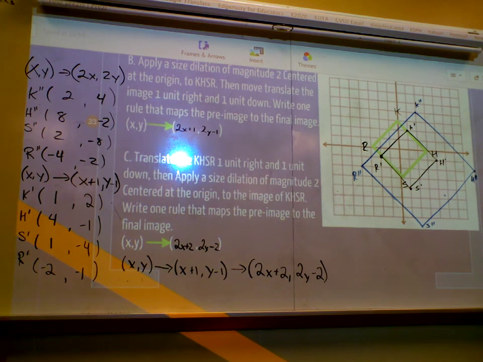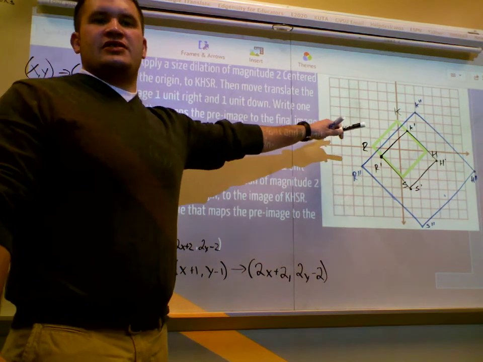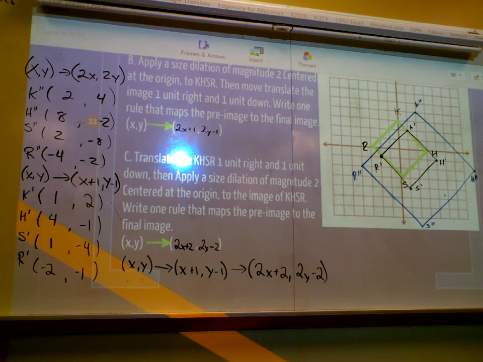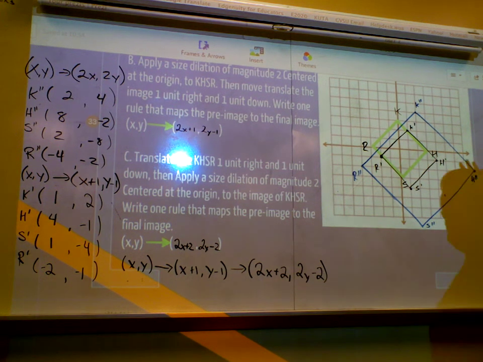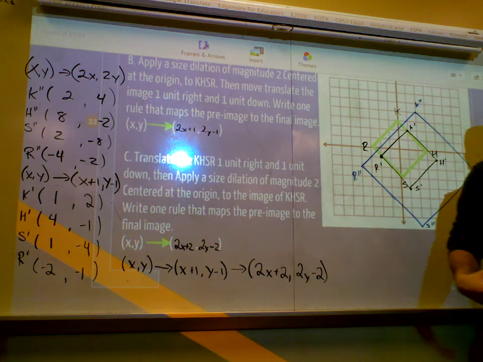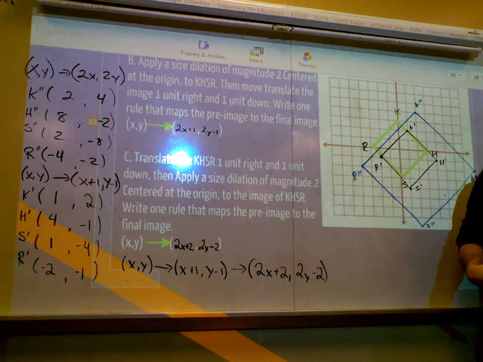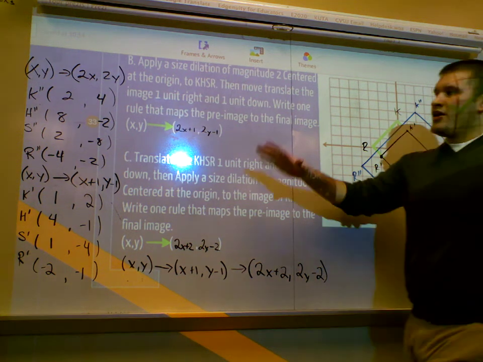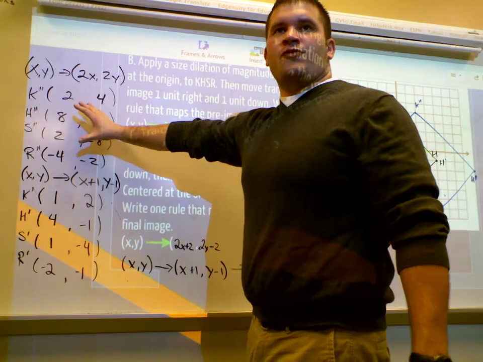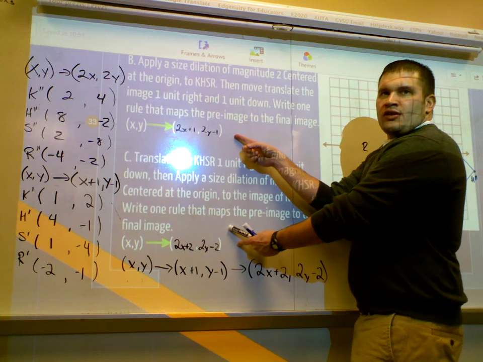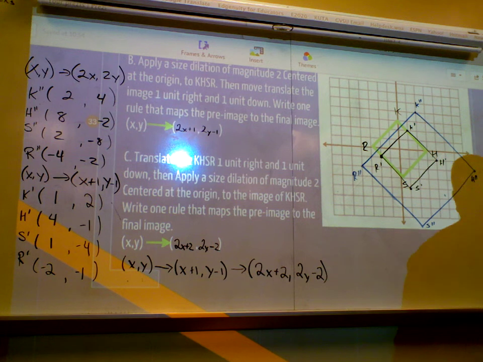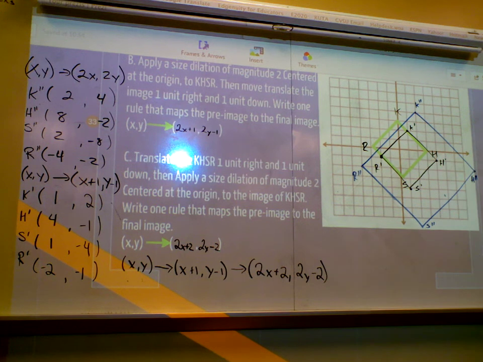Now, besides the picture being different, what else shows me that order matters? The coordinates and the rule. Both of them, right? My coordinates of my final image were different, and my rules are different. That tells me the order matters. So I was right. You were right. You weren't here to see why, but you were right.